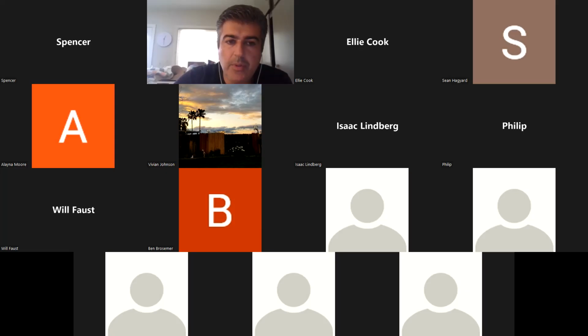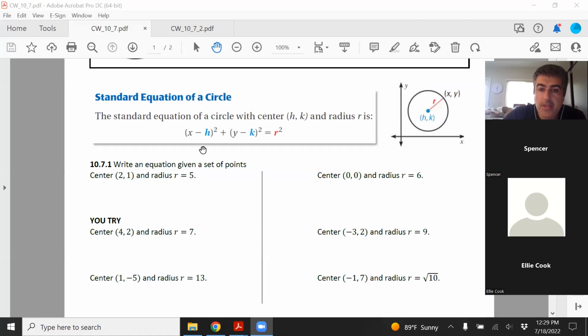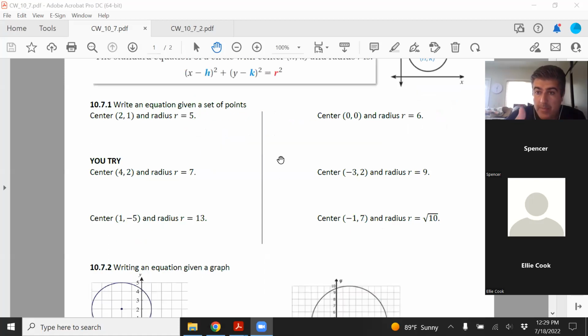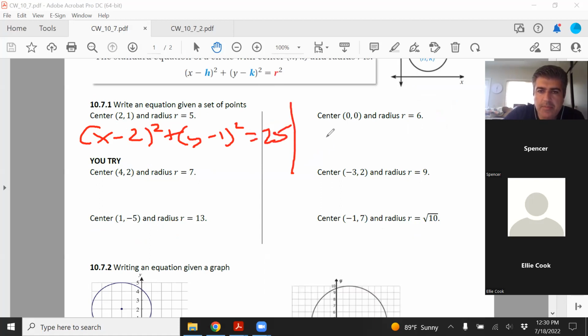Now let me go back to sharing my screen, and let's apply this to these problems here. Write an equation with the following information. Well, you already have the center, so just plug in and write it out. For this one here, h and k are both 0, so you can just say x squared plus y squared equals 36. Done.